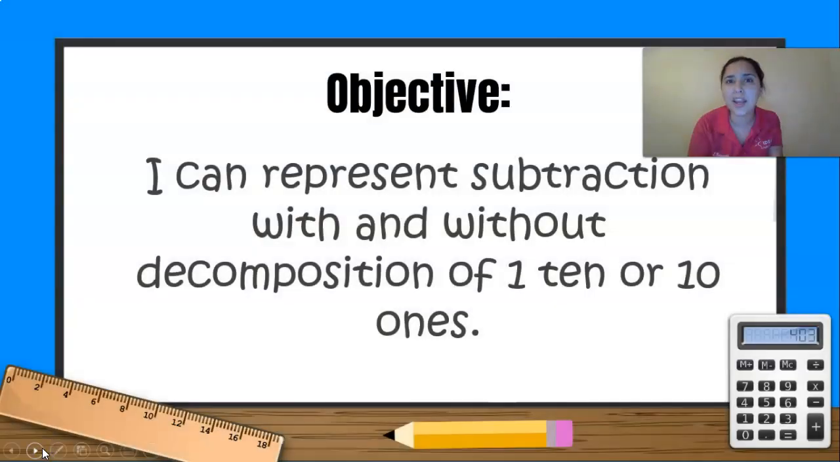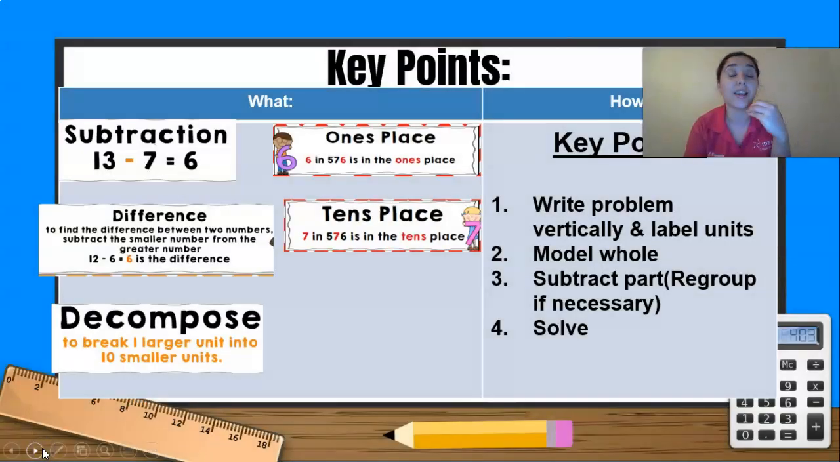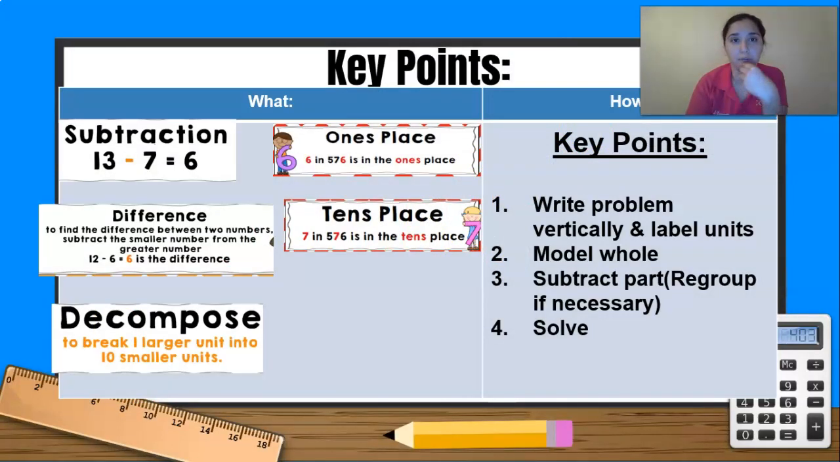So why is Ms. Bocanegra so excited about today? Today, we're going to be able to represent subtraction with and without the composition of 1 ten or 10 ones. We're finally working on subtraction. That is so cool. So what are the key important concepts that we need to learn for today?